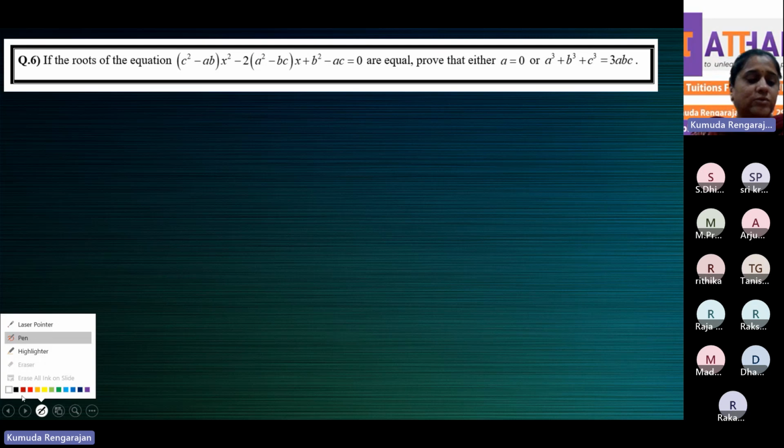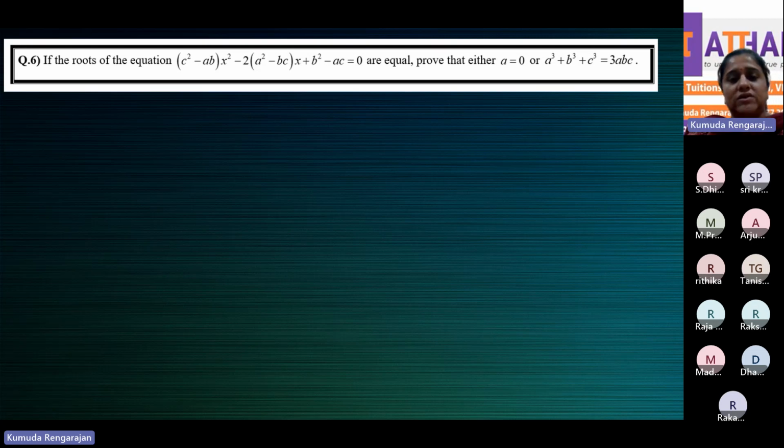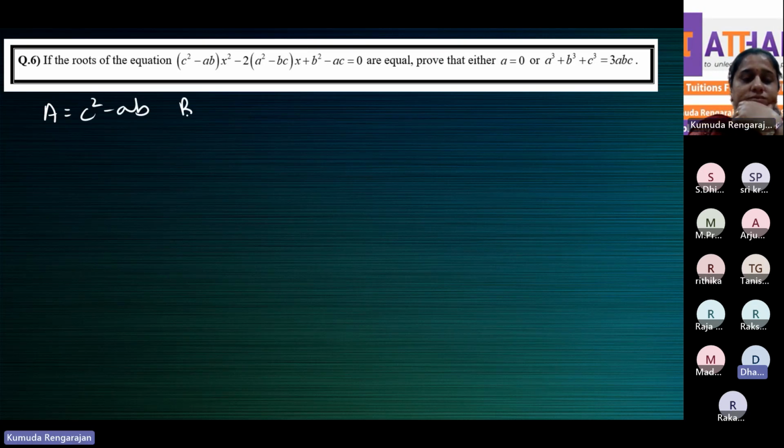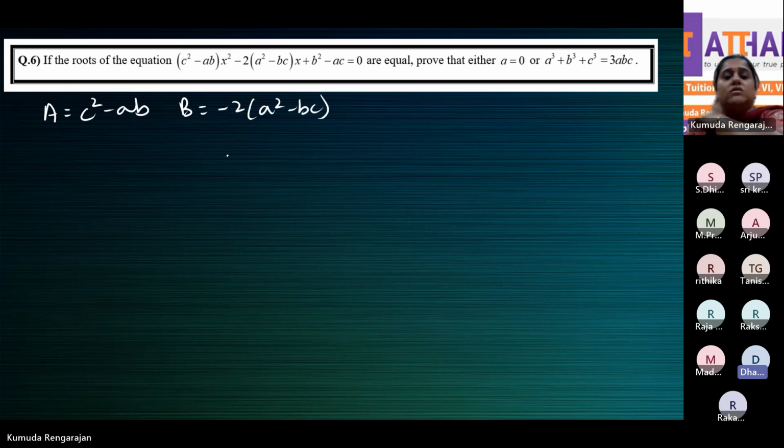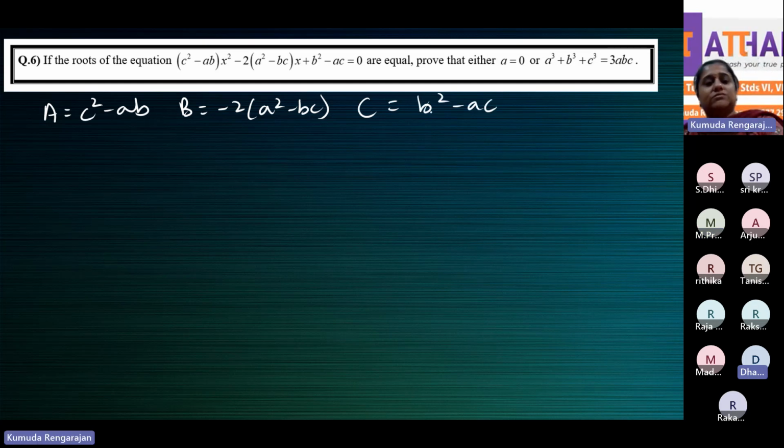So here also the roots are given to be equal, children. So D is equal to 0. Now it's an open question. Tell me what is A? B square minus AB, ma'am. Very good. What is B? Minus 2 into A square minus BC. Then what is C? B square minus AC.